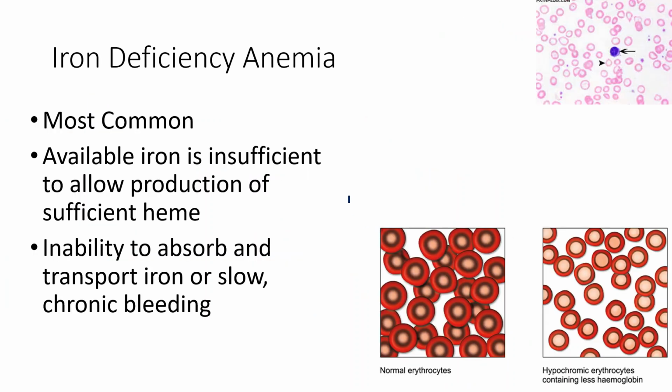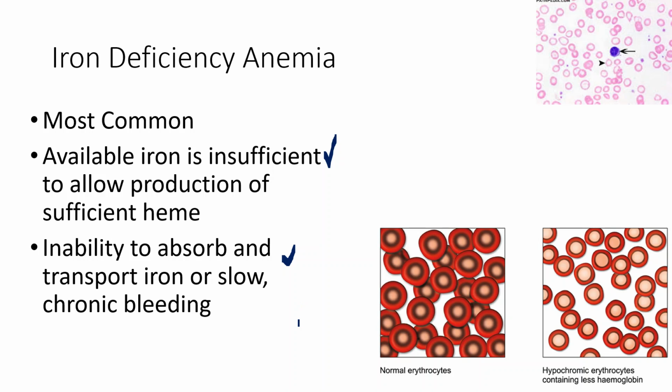Iron deficient anemia. This is the most common. Available iron is insufficient, so you don't have enough iron to allow production of the heme molecule. Remember, the iron is at the center of that heme molecule, and there's 4 heme molecules in every hemoglobin. So the problem with why you have not enough iron in the body is the person is unable to absorb and transport the iron.